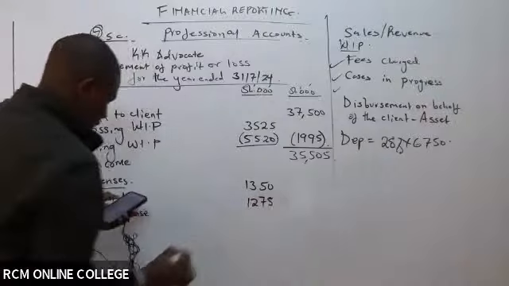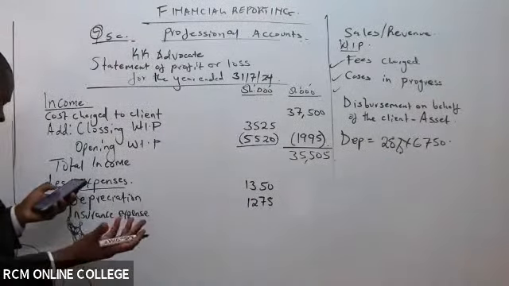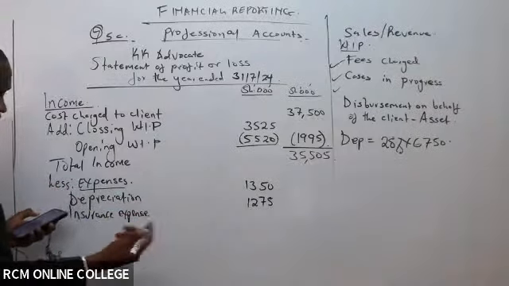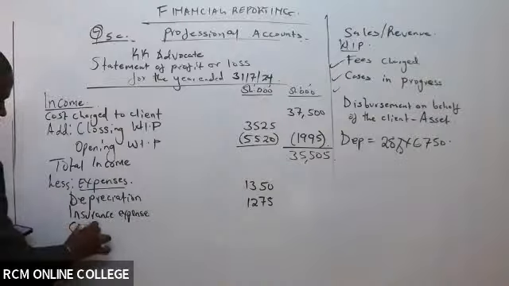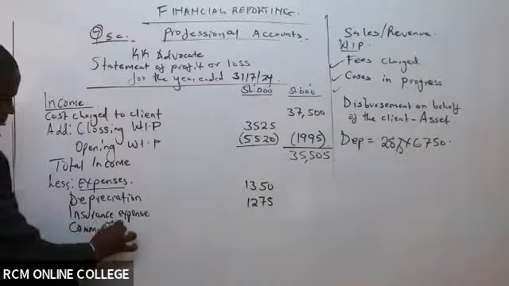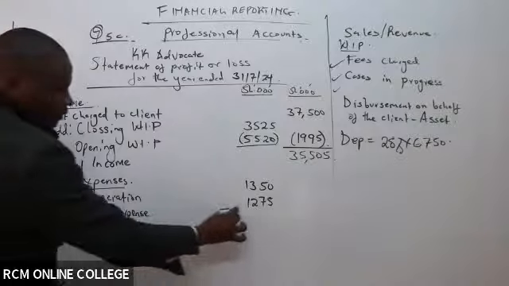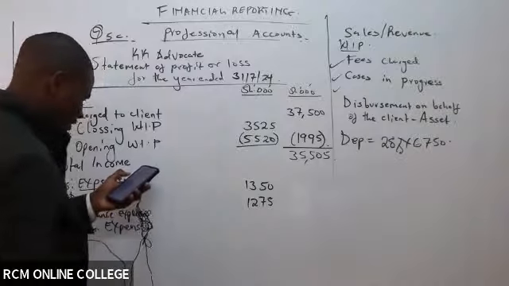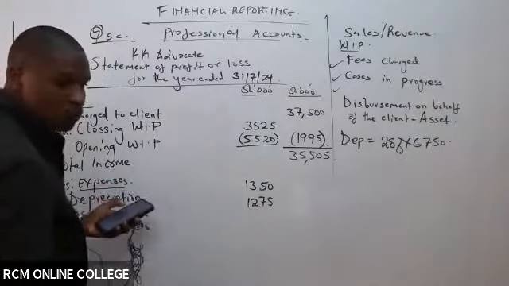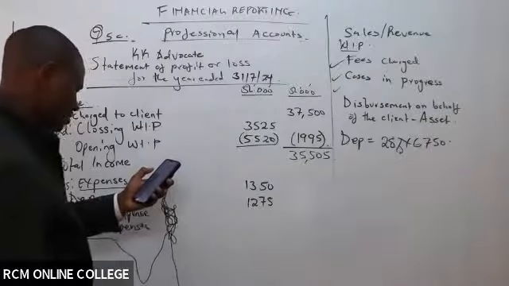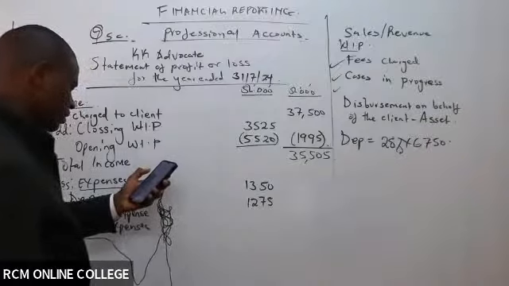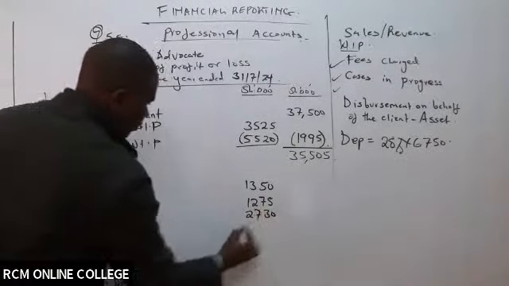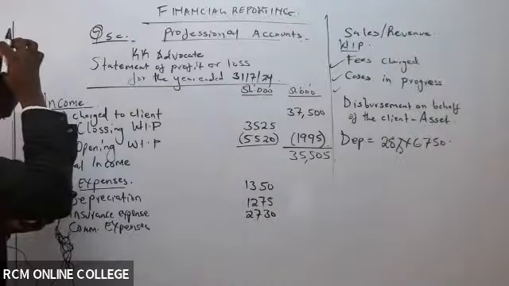1275. Then we move to the next item. Any other item that you can identify as the expense? Communication expense. How much? Communication expenses ni ngapi? Is it 5250? Communication expenses 2730. Okay.